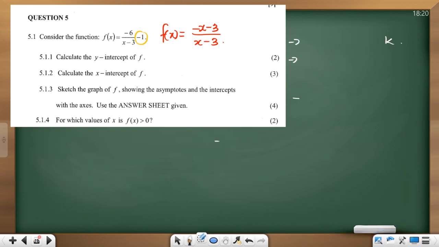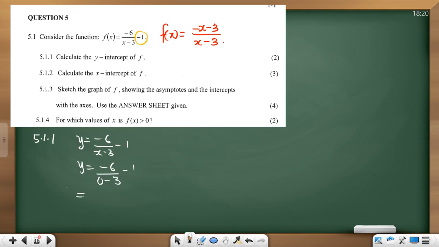Okay, let's run. Calculate the y-intercept. I think that's straightforward. Our x is supposed to be 0. So y equals minus 6. All right, the y-intercept is 0. Please show that 0. Don't just do it in your head or calculator. Now you can quickly solve. Minus 6 over minus 3 would be positive 2. And 2 minus 1 would be 1. Calculate the y-intercept. I hope we are okay with my solution there.